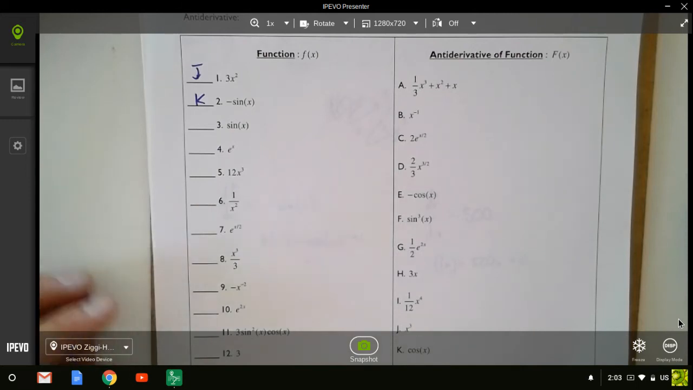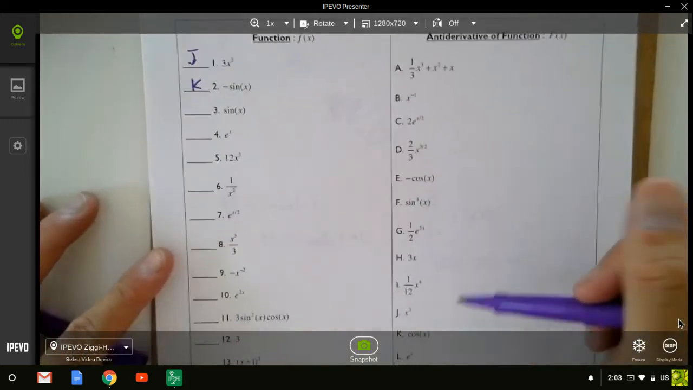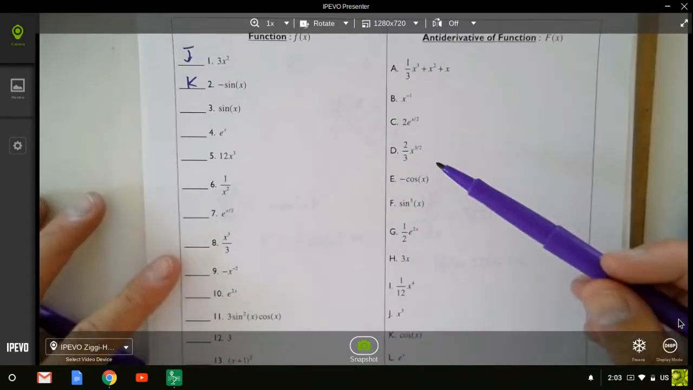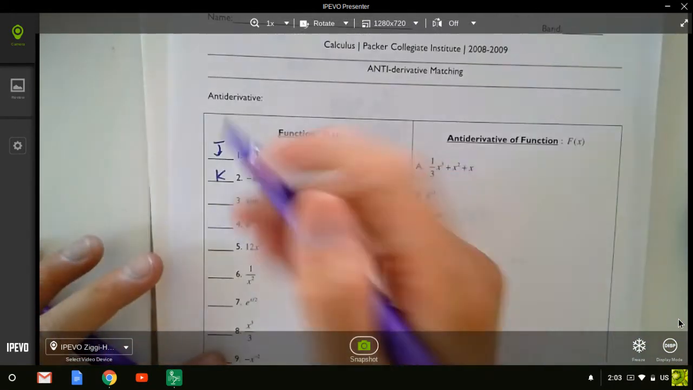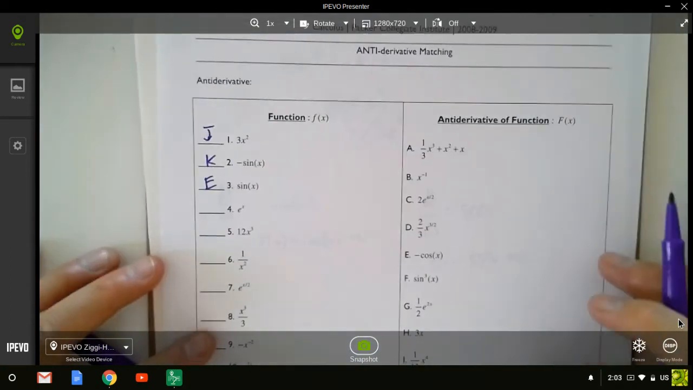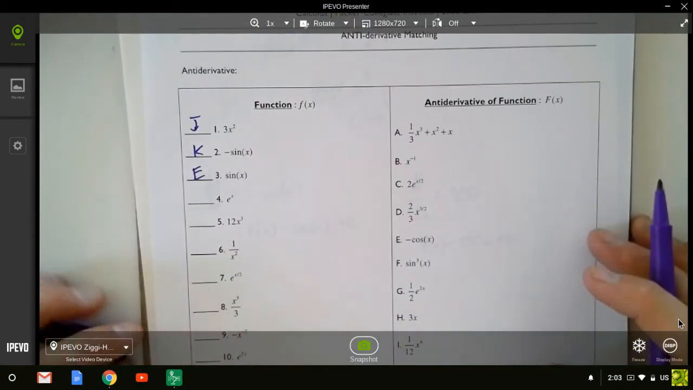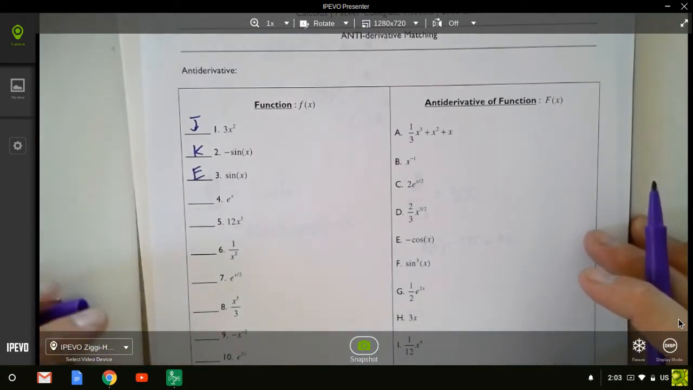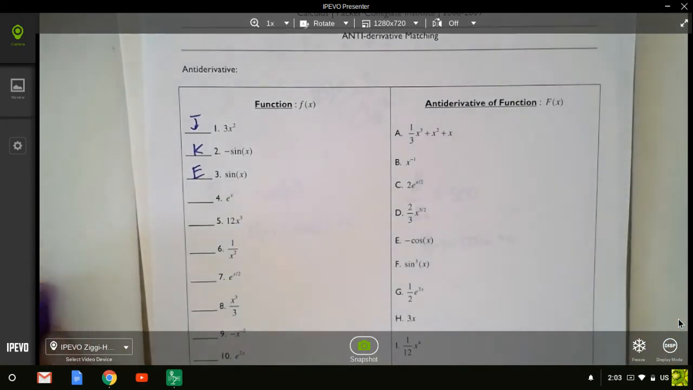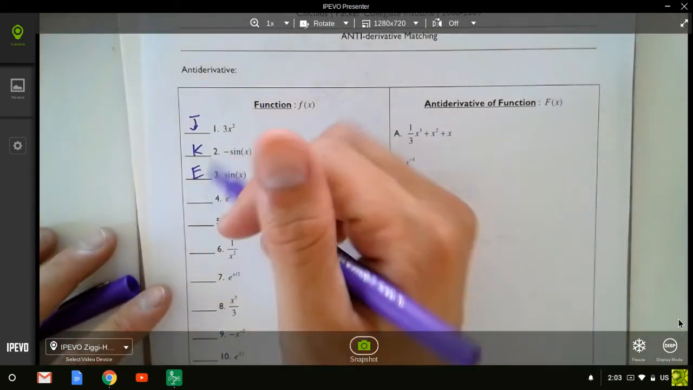For some reason I thought you'd have to subtract 1. 3 is just negative cosine. Where is negative cosine? Okay, thank you very much. That's true. Number 4 is really tricky. What's the antiderivative for e to the x? E to the x. Very, very good. That's it.